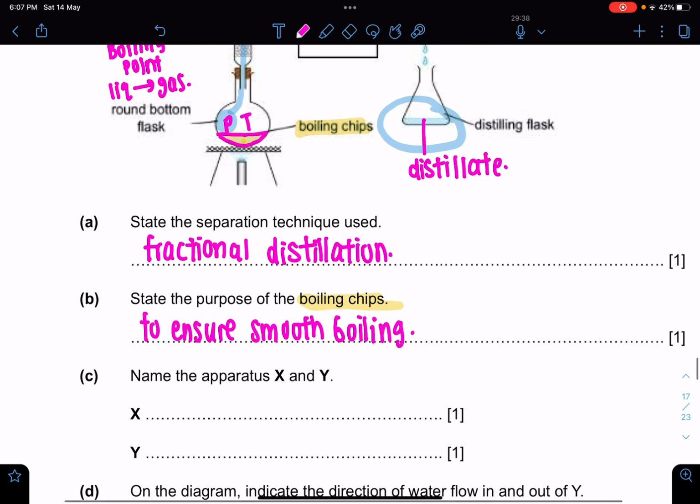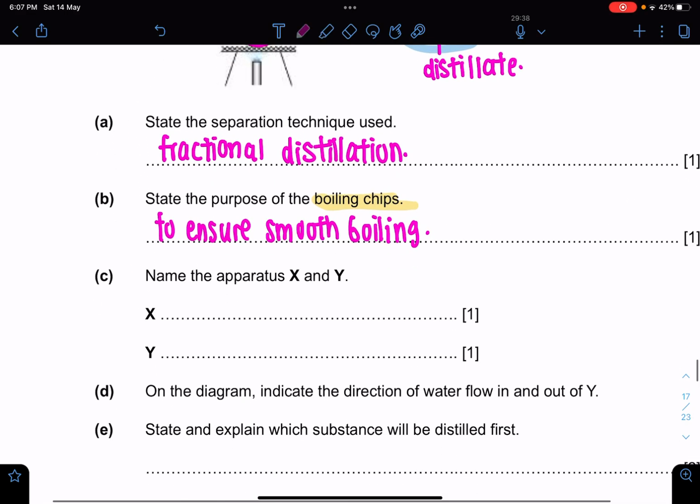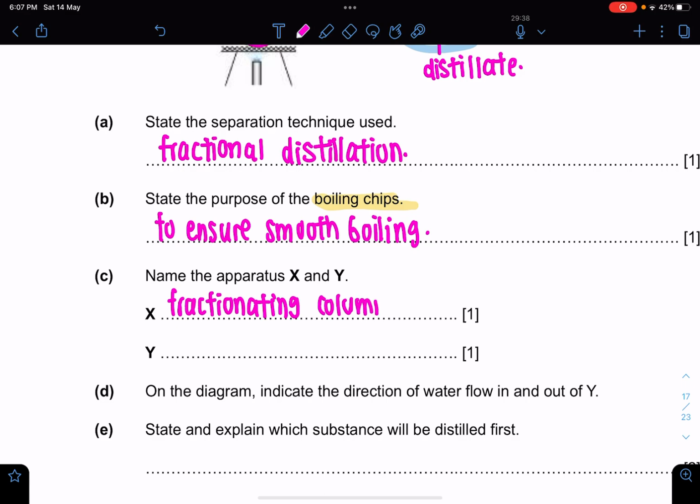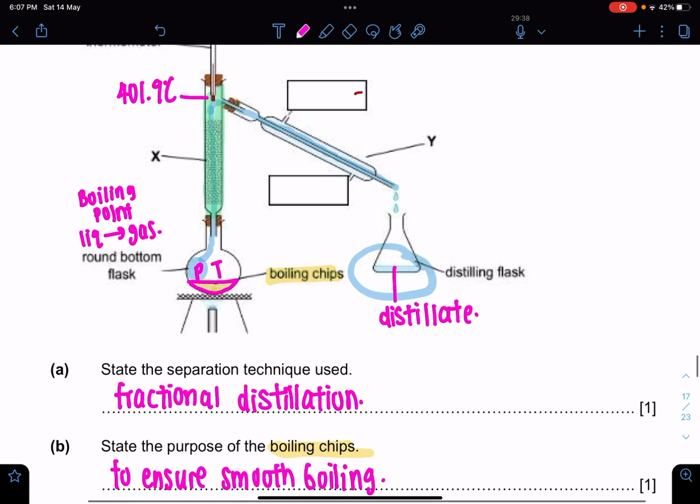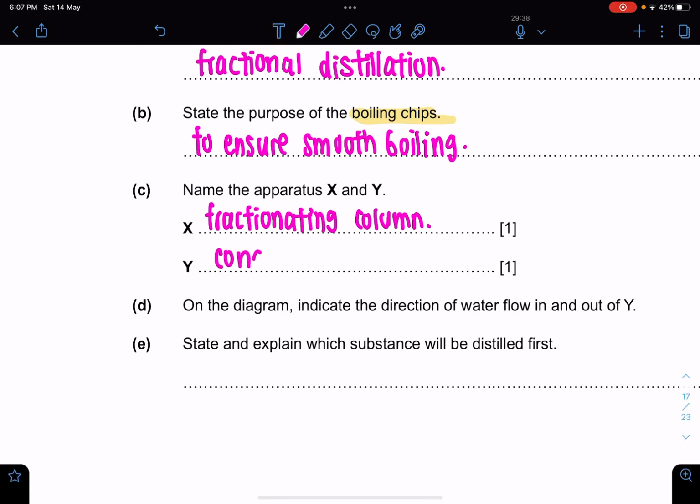Okay, name apparatus X and Y. What is X? X is this very long column over here. It is unique to fractional distillation. Its name is called fractionating column. Please check spelling. Alright, now what is Y? Y refers to this apparatus right here, where we mentioned that the hot vapor is going to condense, right? So its name is just a condenser.